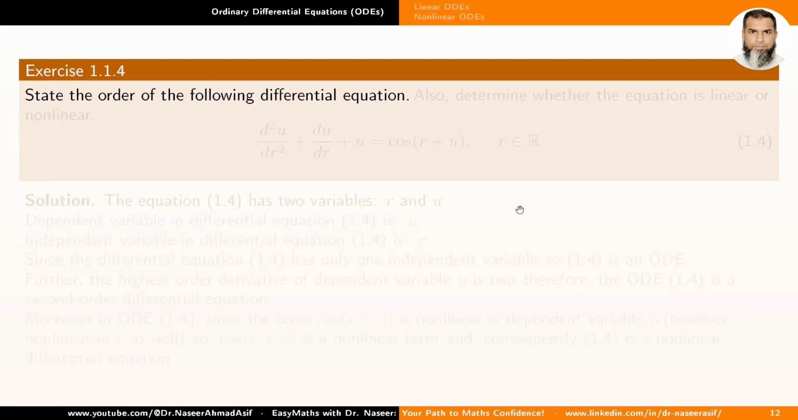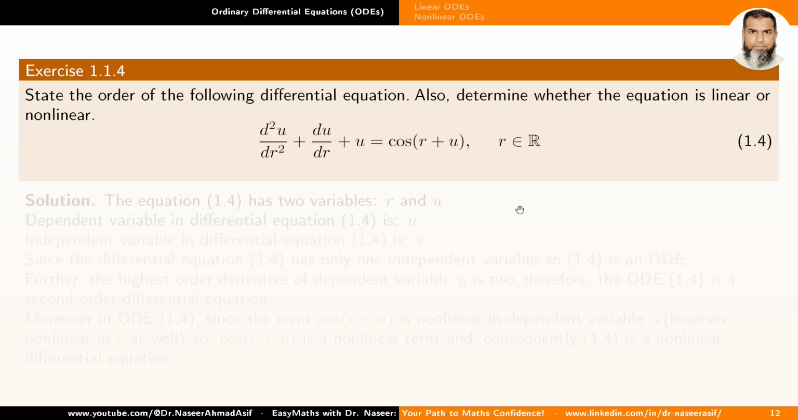We'll see another question. State the order of the following differential equation. Also determine whether the equation is linear or non-linear. This is d2u by dr square plus du by dr plus u is equal to cosine of (r plus u), where r belongs to R. We'll see the solution of this question.